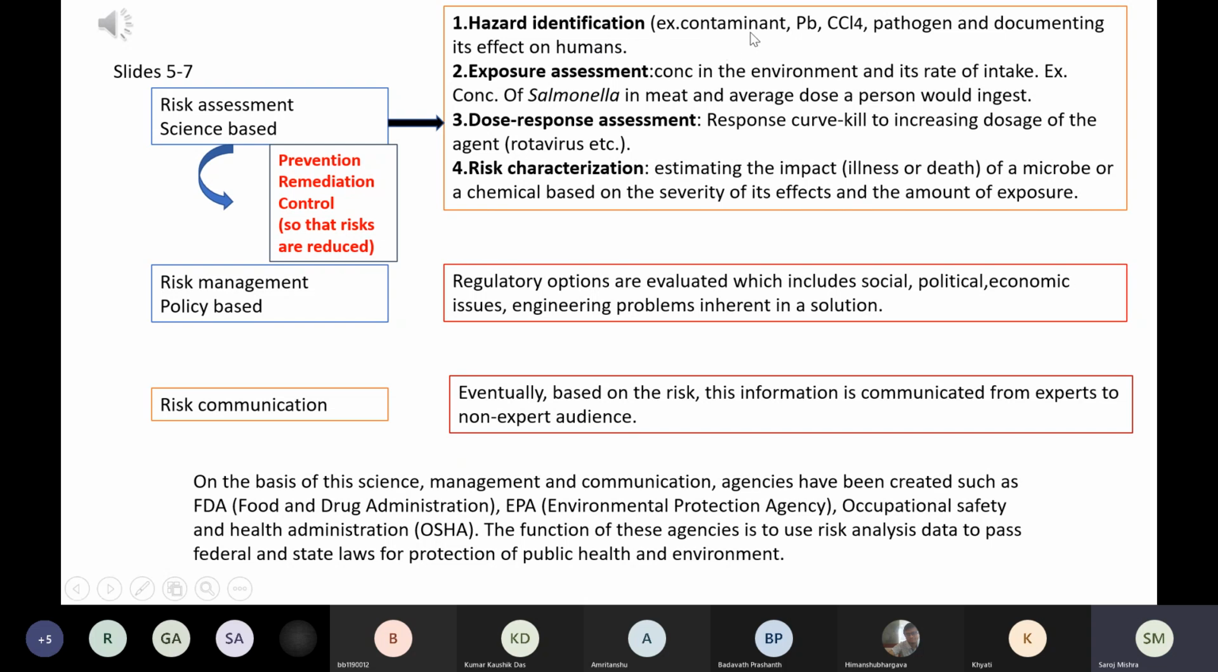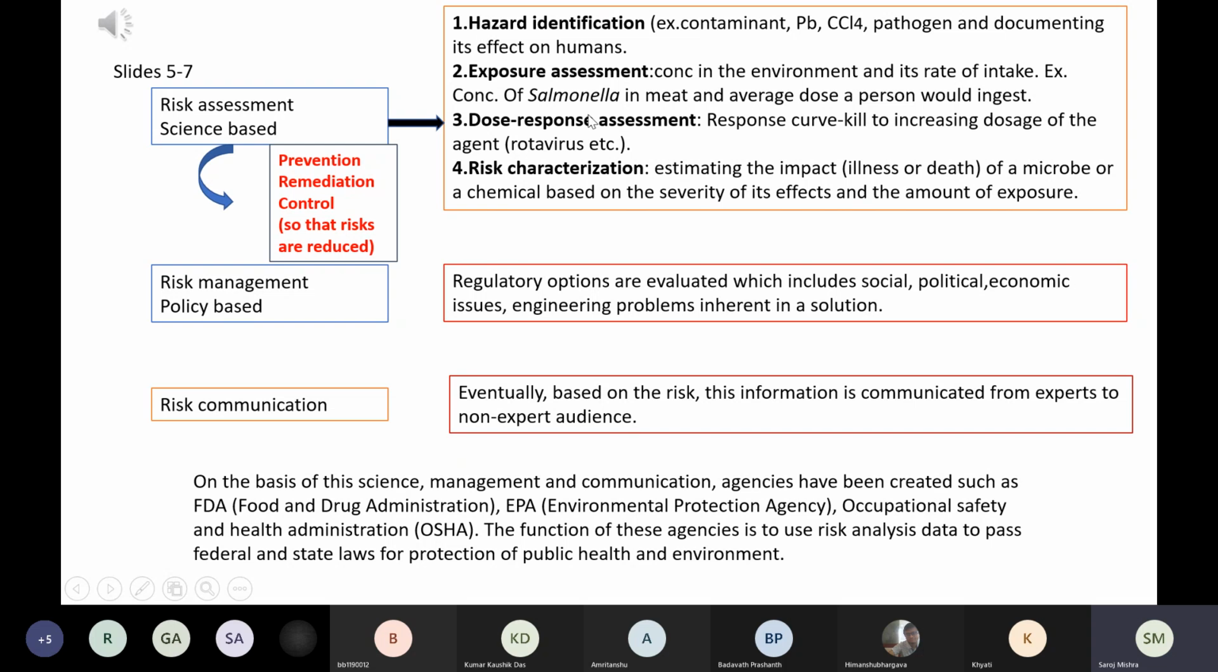It could be either a contaminant, it could be a metal, a heavy metal, it could be a solvent, which is a hazard, it could be a pathogen, and documenting its effect on humans, that yes, this particular virus is an agent of harm to humans. The second is exposure assessment. That is, once you have identified that, okay, exposure assessment is what is the concentration to which you are exposed. So lead could be in milligram per liter in the water body. Okay, but then if you are drinking 2 liters of water in a day, then what is your exposure going to be? That is what we mean here.